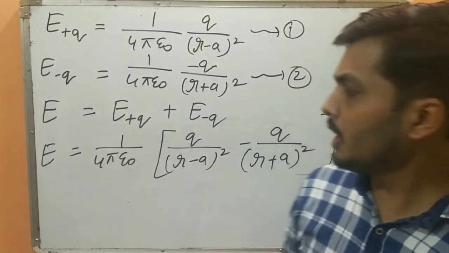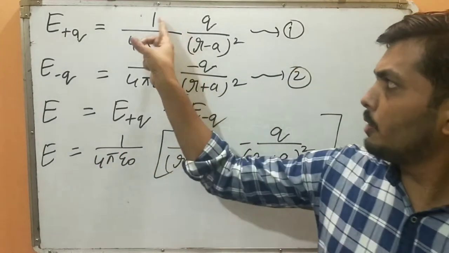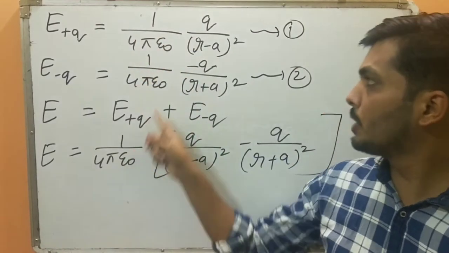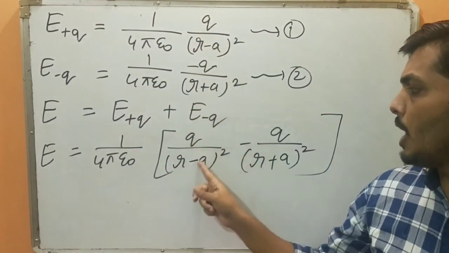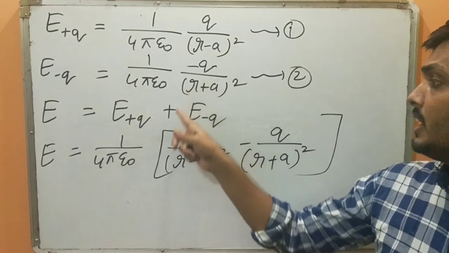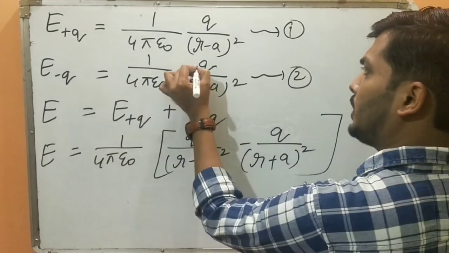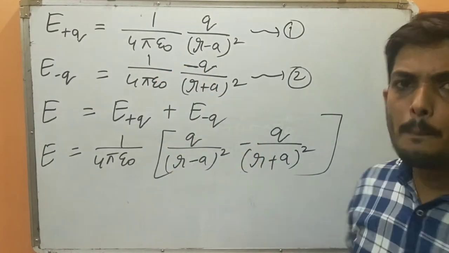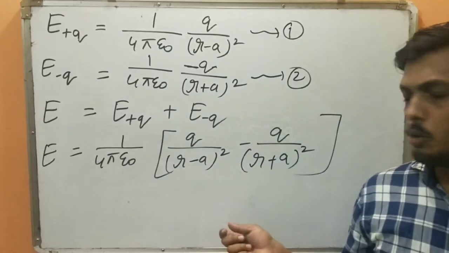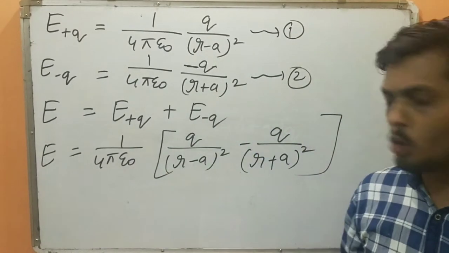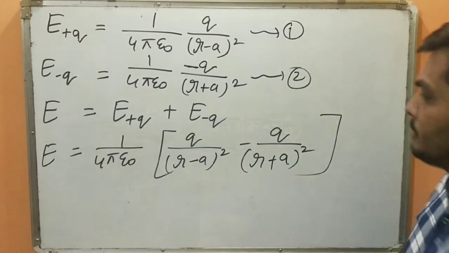So what I have done is simply added these terms and taken 1 upon 4 pi epsilon naught common. So what will be inside? Q divided by R minus A the whole square minus, why minus? Because this is a minus charge. So plus and minus will be minus Q divided by R plus A the whole square. I guess I can also take Q common. So shall I take Q common?